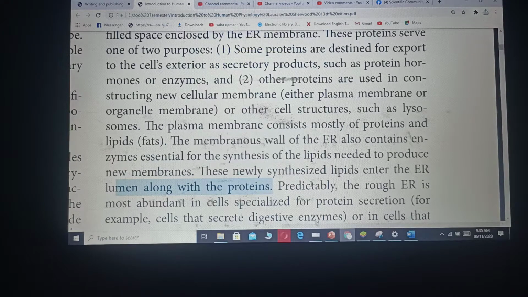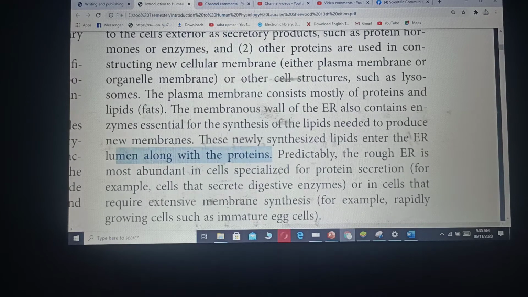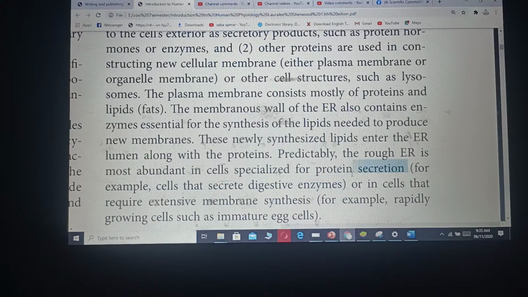Predictably, the rough endoplasmic reticulum is most abundant in cells specialized for protein secretion. Actually, the rough endoplasmic reticulum contains a huge number of ribosomes attached to it. So its main function is protein synthesis, but it is also involved in the production of a small quantity of lipid.